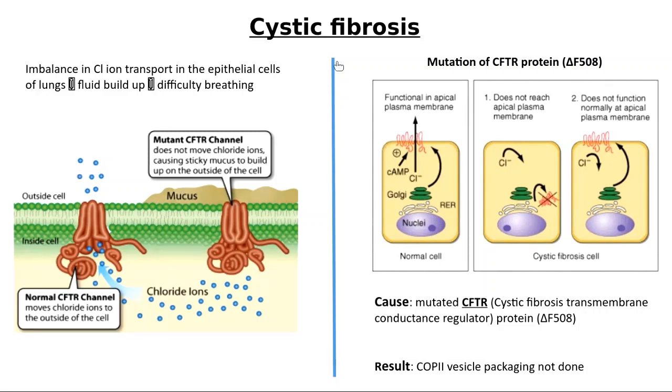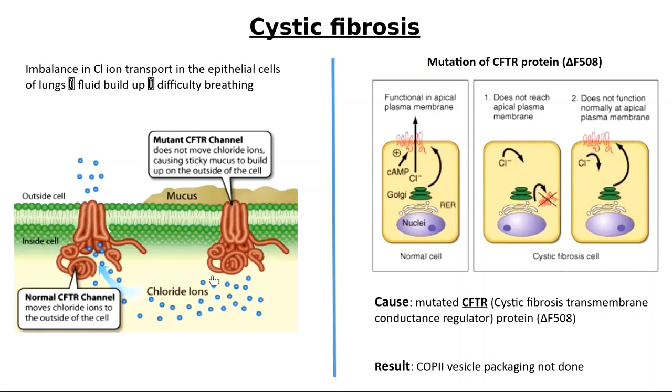Anyway, going to the next segment, this is just an example to show you what happens in cystic fibrosis. We discussed that before. What happens in cystic fibrosis is an imbalance in the chloride ion transport in the epithelial cells of the lungs, which causes fluid buildup and difficulty in breathing. So this is the normal CFTR channel. It helps in the movement of chloride ions from inside the cell to the outside.